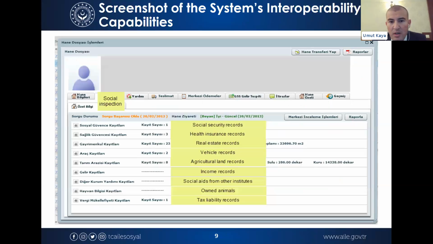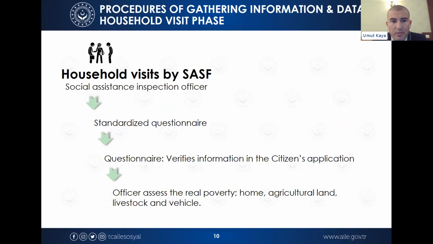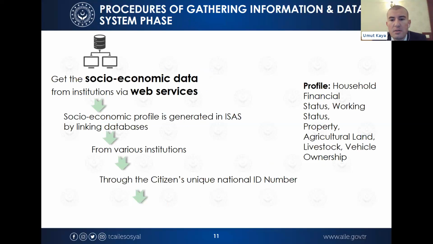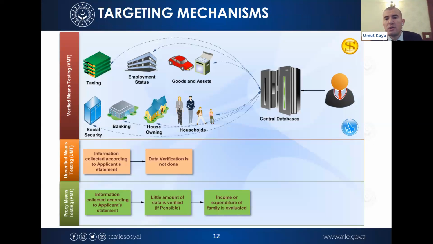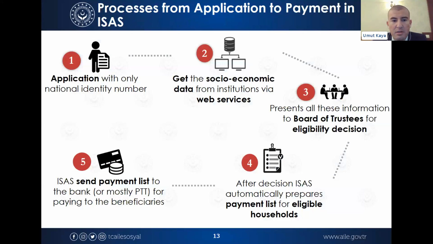Yeah. This is a snapshot of our program. It's not only about gathering data from digital sources. Household visits are also very important, and you can also store the data gathered from household visits in the ISAS program. This is the process. As a result of this, we can use verified means testing with the use of ISAS, household visits and the human factor. You can see the process of social assistance.